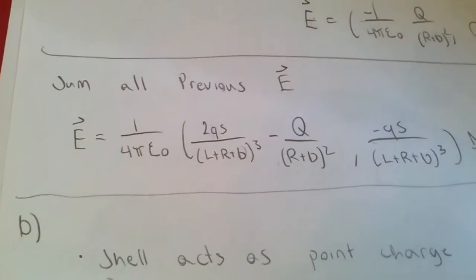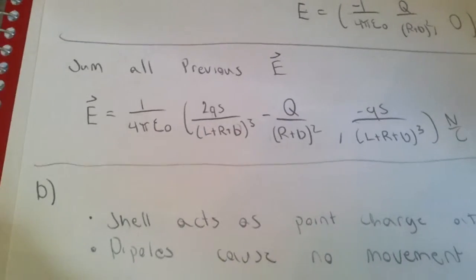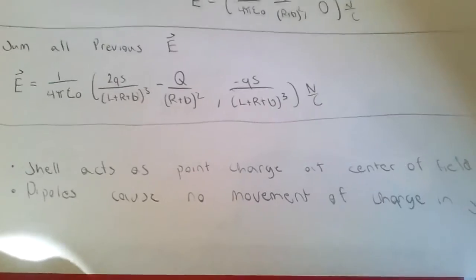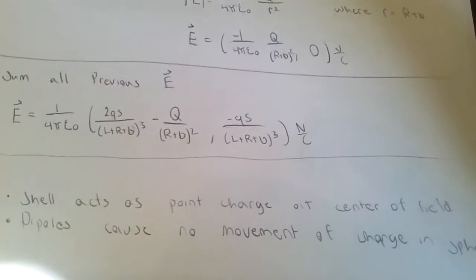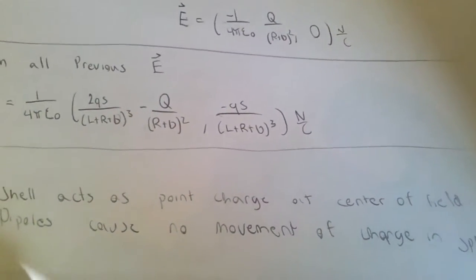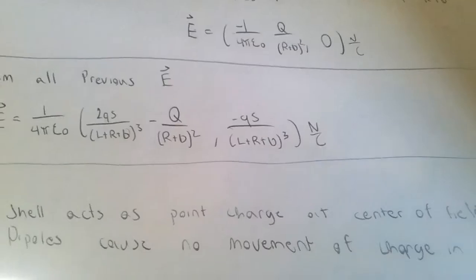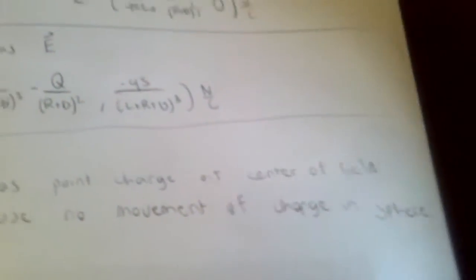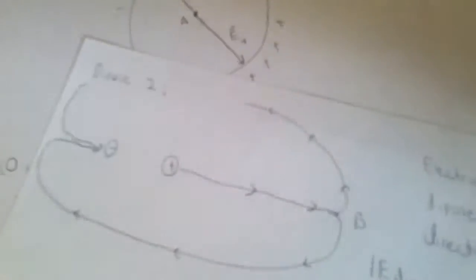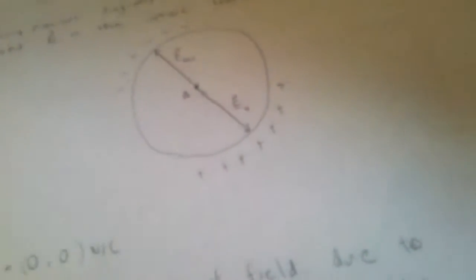Part B asks what simplifying assumptions did you have to make in part A. The simplifying assumptions I made are that the shell acts as a point charge at the center of the sphere, which helps us to use this formula rather than something more complicated. And also, the dipoles cause no movement of charge in the sphere, so there is no induction of charges due to the dipole in that sphere itself.